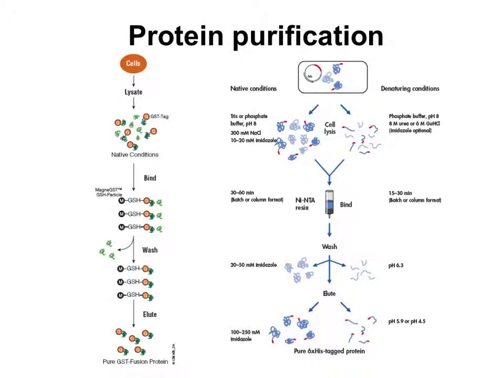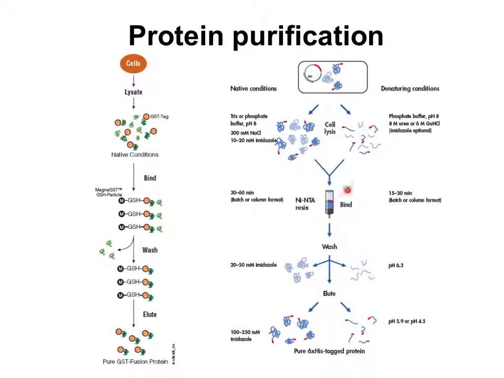In the case of His-tagged proteins, which you'll see in many of the papers, you can do it under native conditions or under urea. In the case of native conditions, you're going to bind and then elute based on the concentration of imidazole. So in this case, you have 100 to 250 mM imidazole purifying out the protein. In the case of denaturing conditions, you're using urea or guanidinium hydrochloride.